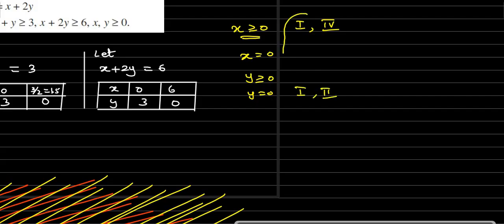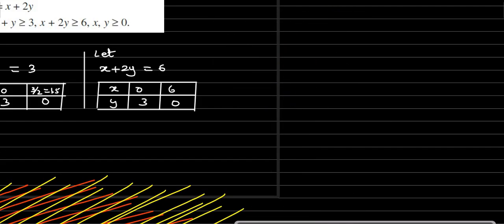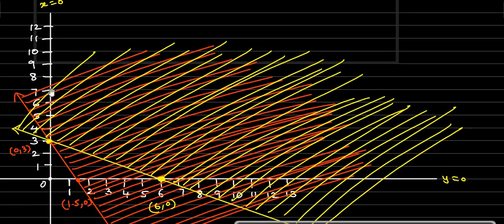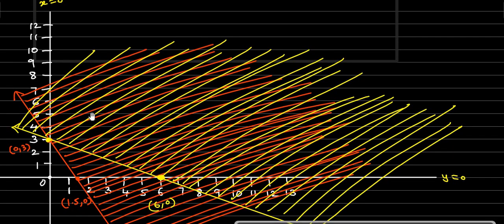Now you can notice the common solution space for both x comma y greater than or equal to 0 means only the first quadrant. Now the first quadrant only is a solution. Now you can notice that wherever the yellow line and red lines are overlapping in the first quadrant is the common solution, that is the feasible region.